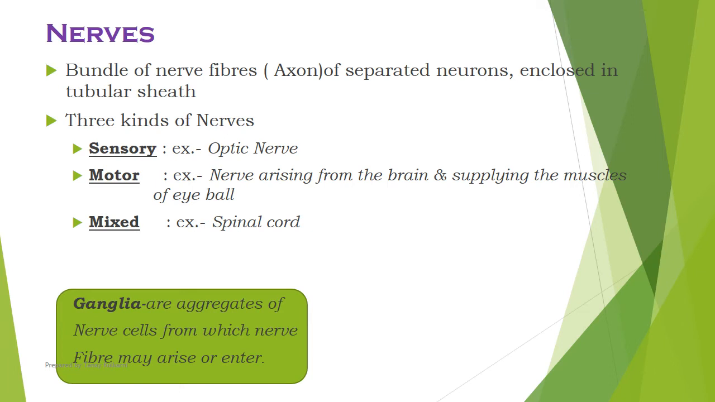Now if you bundle the cyton or cell body part of the neurons, we call it ganglia. Green color box in front of you. So what is ganglia? They are the aggregates of nerve cells from which the nerve fibers arise. From where are the nerve fibers arising, student? They are arising from the cyton. So therefore ganglia is the collection or bunch of cyton. Not so important, ganglia, but nerve, yes, definitely. We'll move ahead.